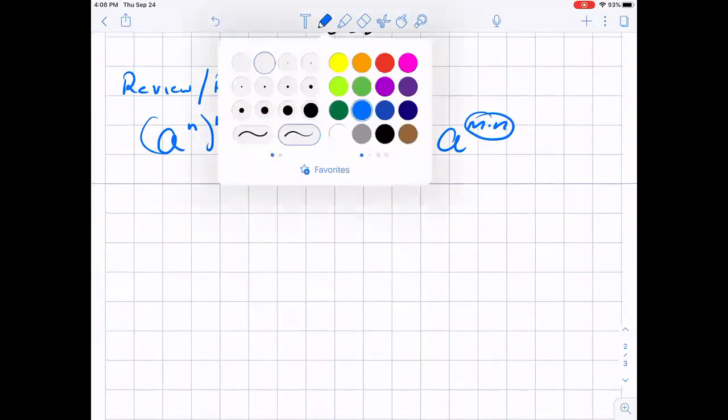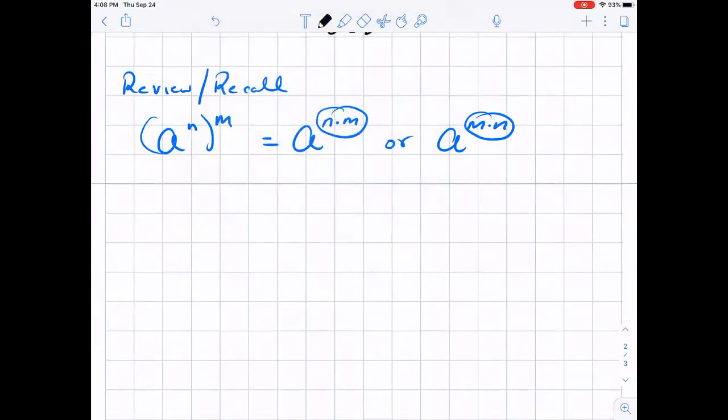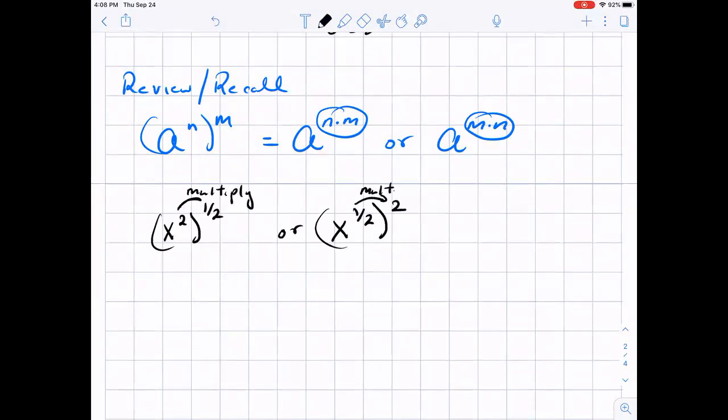Because the reason I'm stressing this is that if we have x squared raised to the 1/2, this is the same as if we say x to the 1/2 squared, because you will multiply here, and here you will also multiply. So the order in which we write them doesn't really matter, okay?